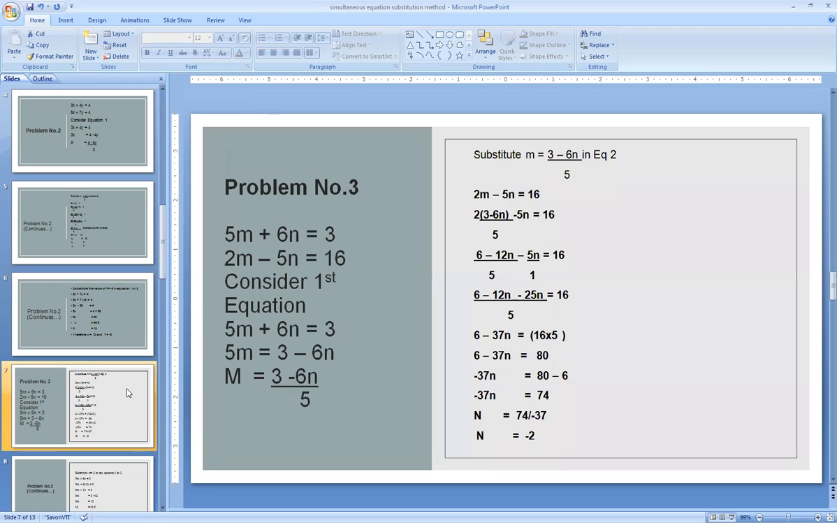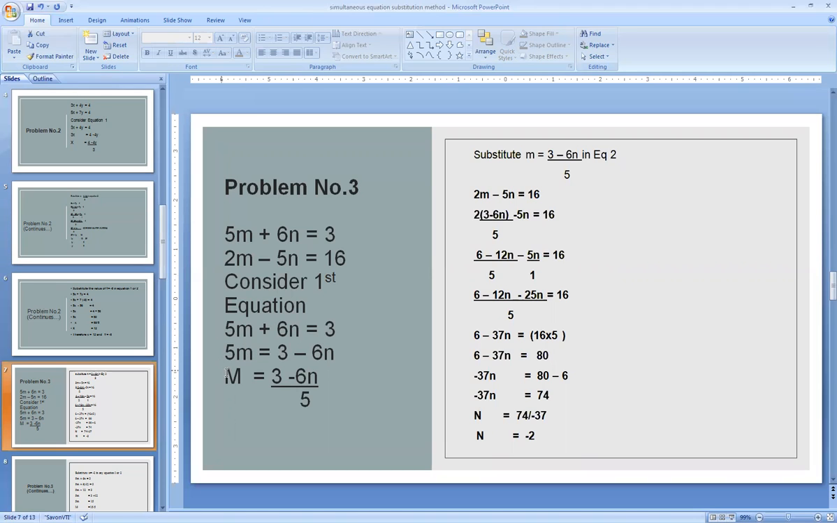And see the third question here, that is 5m plus 6n equals 3, and the second equation is 2m minus 5n equals 16. So here also they have given to calculate the value of m and n. So we are considering the first equation, that is 5m plus 6n equals 3.